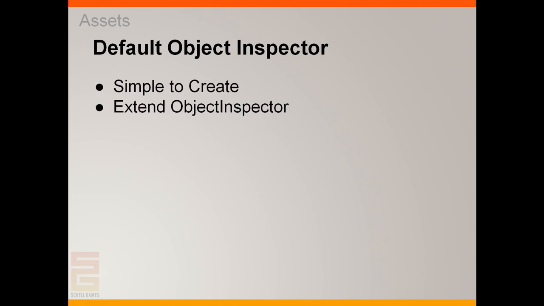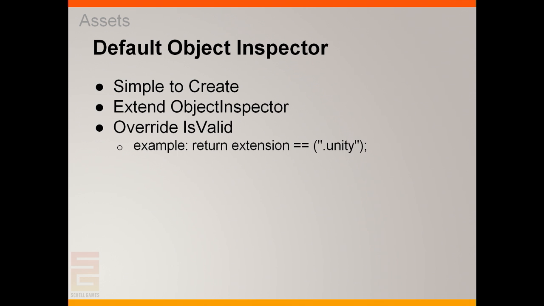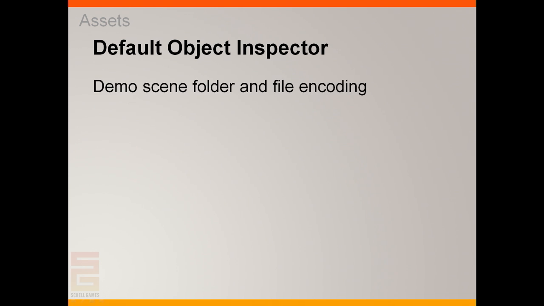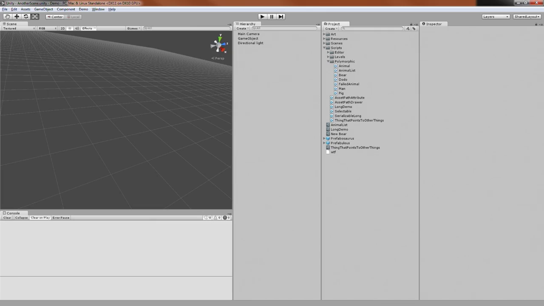So a super quick example to show you how easy it could be is you extend object inspector, define isValid, and a good example for that is if the extension equals .unity, then this thing will be used for any scene files. And then you override on inspector GUI. Let's try to demo this without turning my head around too much. That's not possible.